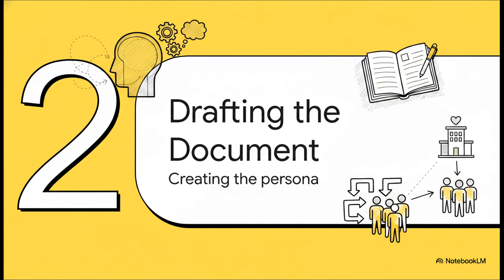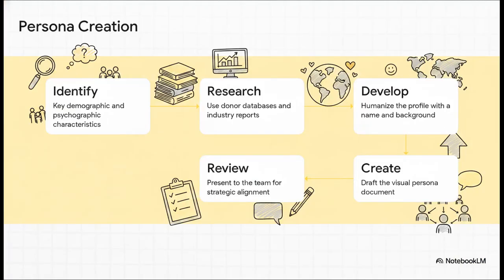Creating the persona. So the crucial point here is knowing how to translate all that psychological theory we just talked about into a living, breathing document your whole team can actually use. Here is your step-by-step guide. First, you identify those key demographic and psychographic traits. Second, you research diligently using your databases and industry reports. Step 3, humanize it. Give them a name like Susan.